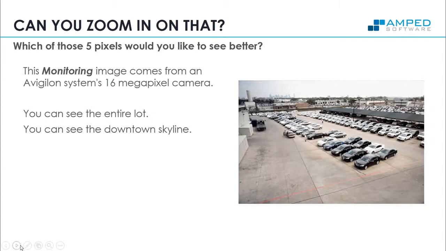Right, so here we have, for our demonstration, an Avigilon system 16 megapixel camera. And this Avigilon system is end-to-end digital. It's their entire system end to end. Right, so we can see the entire parking lot, and if you look up in the top left corner, you can see the skyline of the city of Los Angeles. Right, you can see a whole lot with this monitoring view.